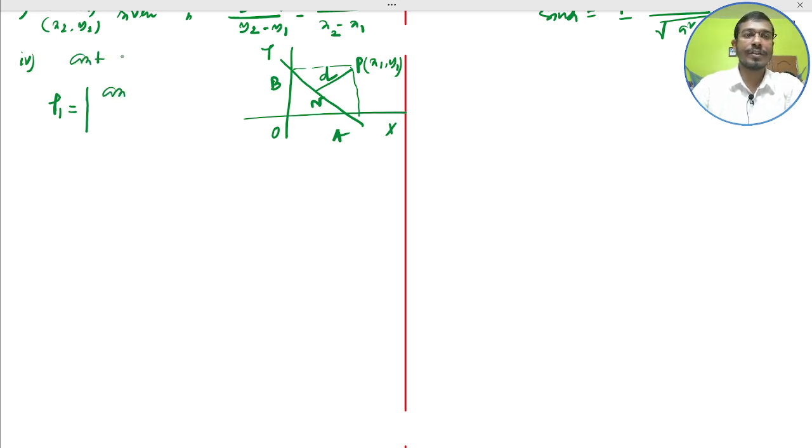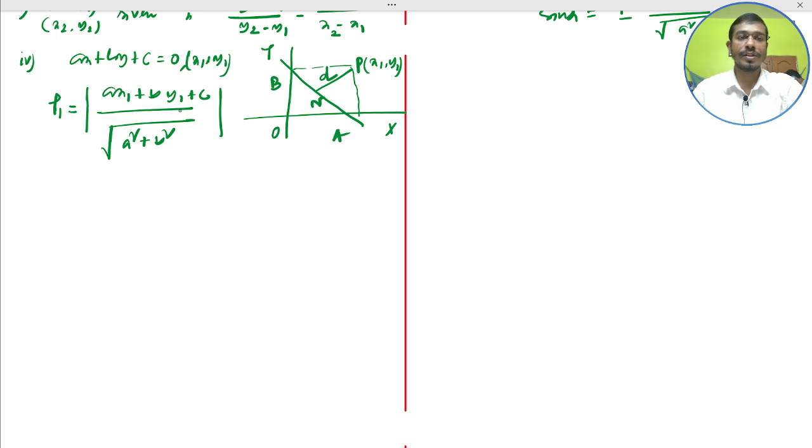x, this is the general equation, ax plus by plus c equal to 0. Put the value x1 y1 on this line, it would become ax1 plus by1 plus c divided by root over the coefficient of x square, a square plus the coefficient of y square, b square. Okay, this is the perpendicular distance.